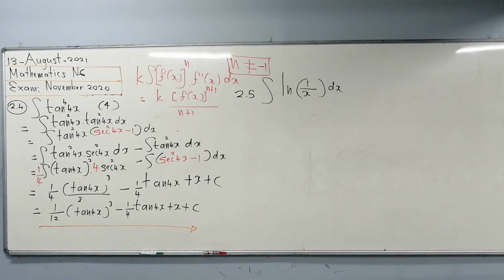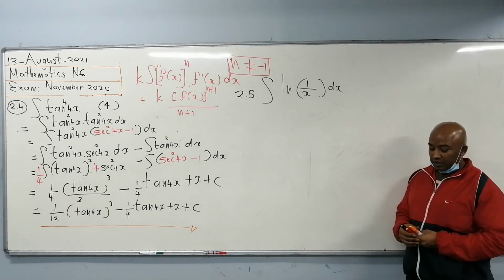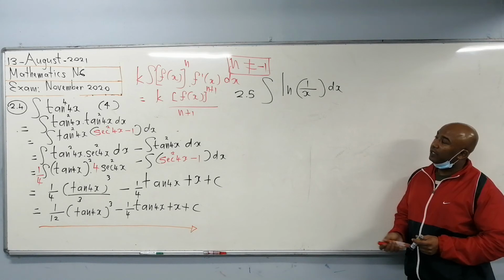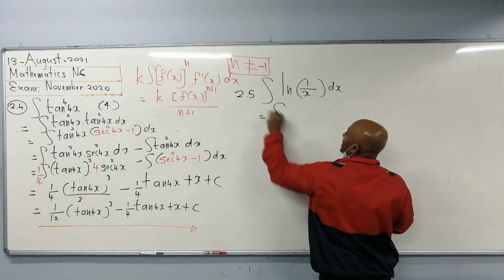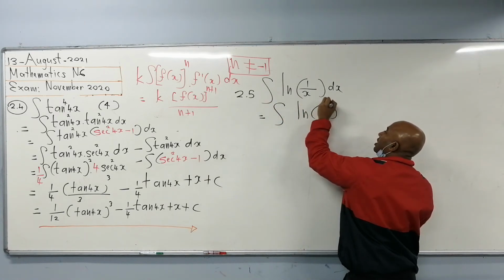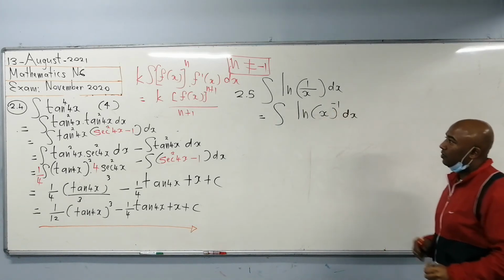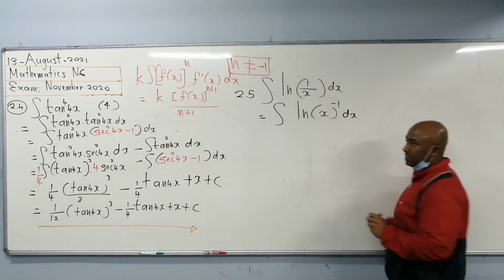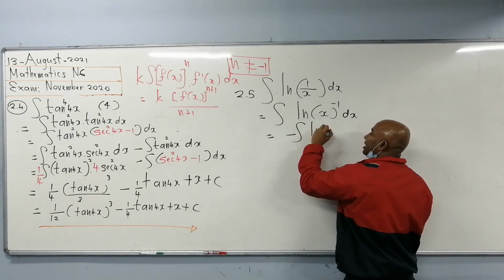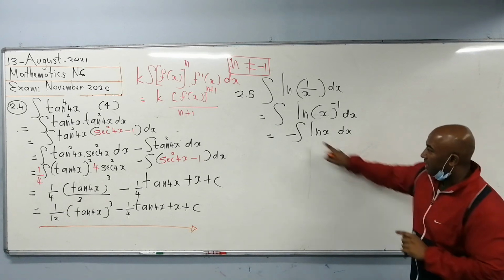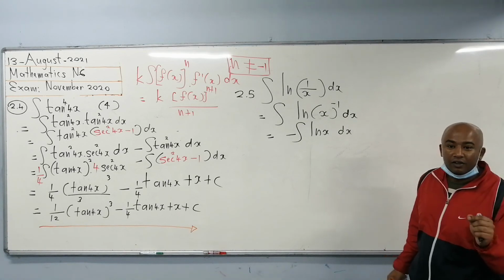Alright, so 2.5, that is the last one under question 2. We're integrating ln of 1 over x. So what we can do here is rearrange this, simplify it first. This can be written as ln x to the power minus 1. Now, from your log laws, I can bring down this exponent, so it becomes minus ln x. I can take it back up, it becomes x to the power minus 1. There's nothing to do with integration, it's just log laws.